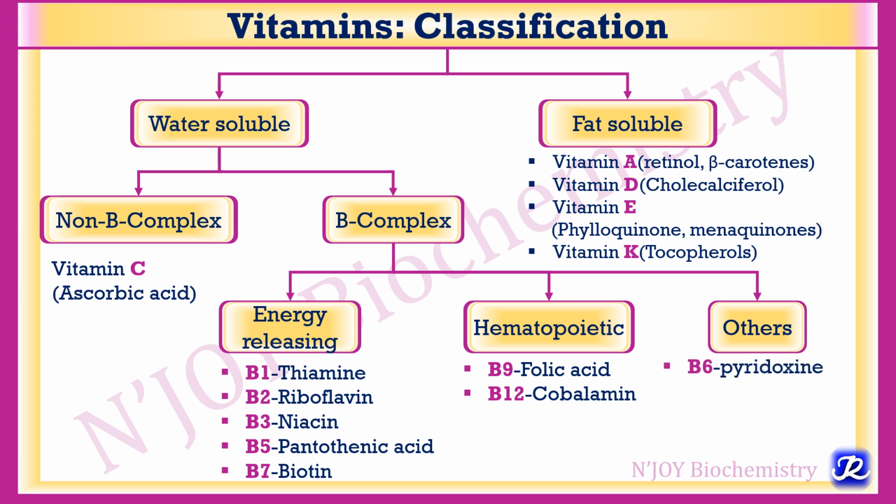And B6 pyridoxine, it comes under other B complex vitamins, and it also includes vitamin like compounds, for example choline, inositol, lipoic acid and para-aminobenzoic acid, that is PABA. So vitamins are classified into two classes, water soluble and fat soluble. Water soluble are again divided into non-B complex and B complex. B complex vitamins are again divided into energy releasing B complex vitamins, hematopoietic B complex vitamins and other B complex vitamins.